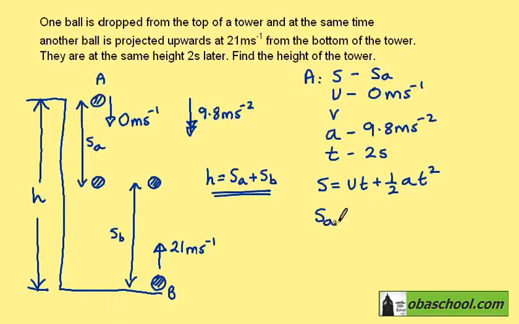Substituting in, SA is equal to 0 times 2, which is 0. Then we get a half times 9.8, which is 4.9, times 2 squared. Calculating, we get 19.6 meters.